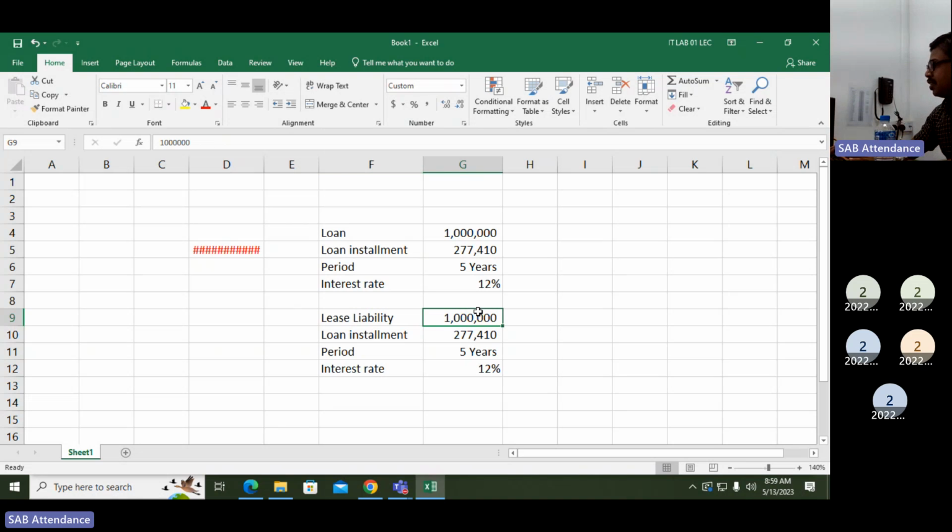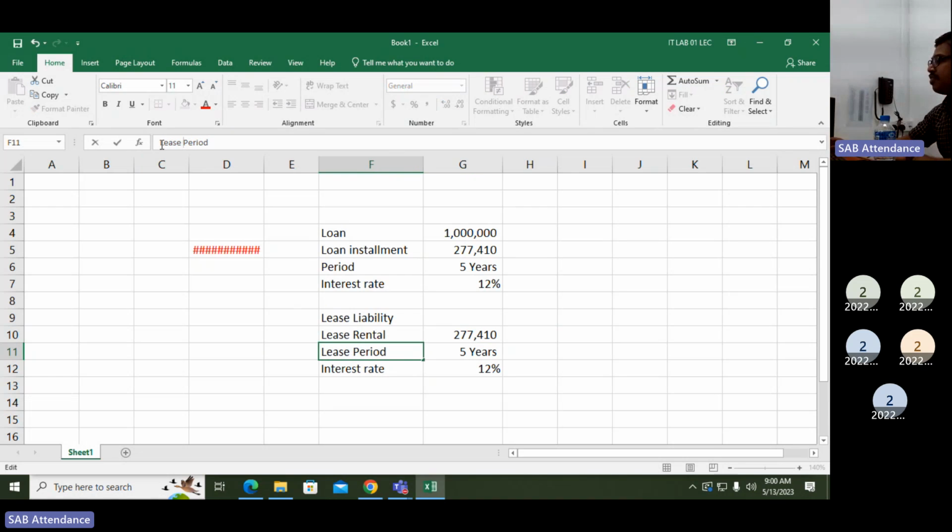Right? And you are not given the lease liability, but the lease installment. We don't use the term lease installment, we call it lease rental. Rental is the same as the loan installment. Lease period 5 years, interest rate 12. Now how much is your liability?